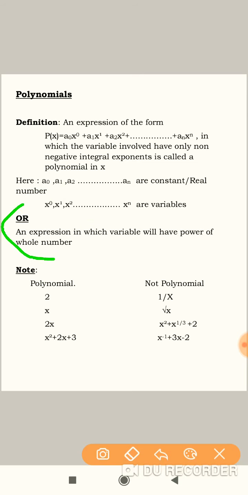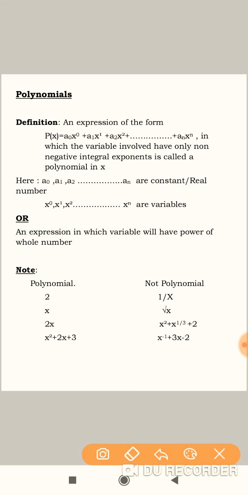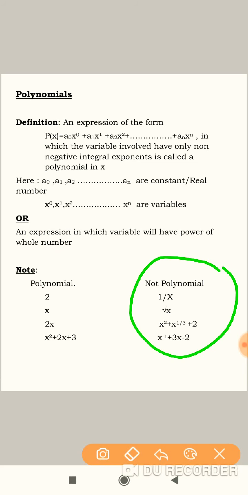The polynomials can also be defined in simple words, that is an expression in which the variable will have power of whole number, which means the power of the variable will contain 0, 1, 2, 3, and so on. Now we shall see which are the polynomials and which are not the polynomials.